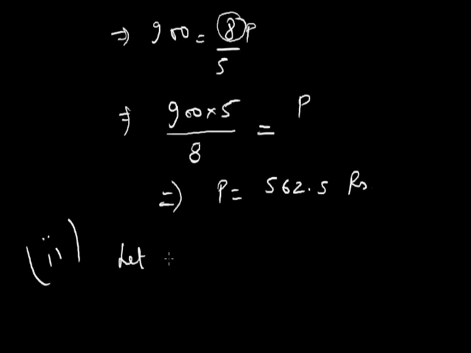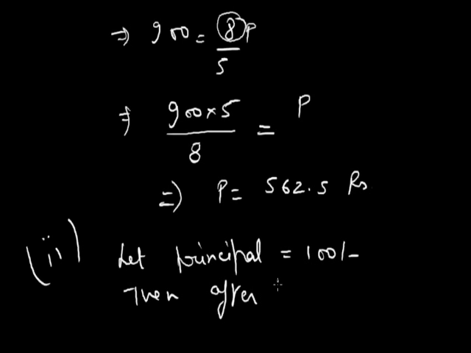Let the principal be 100, then after 1 year SI or simple interest is equals to rupees r, where r is the rate of interest given per annum, and in our question, the rate of interest is given 10% per annum. So SI after 1 year is equals to rupees 10.